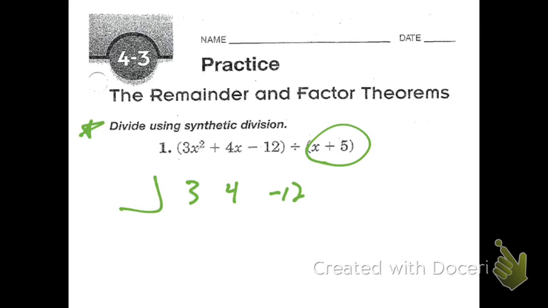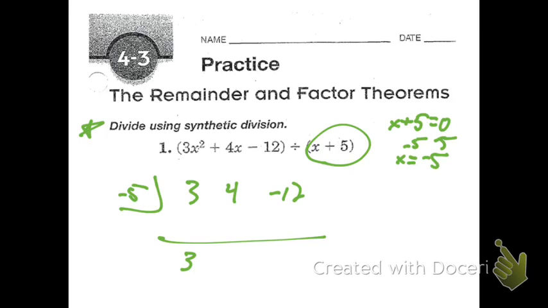Well, there's x plus 5. So if x plus 5 was set equal to 0, we know that negative 5 would be a solution to that. So negative 5 needs to go there. So drop the 3. 3 times negative 5 is negative 15. We add, we get negative 11. Negative 11 times negative 5 is, sorry, positive 55. And we add and we get a positive 43.